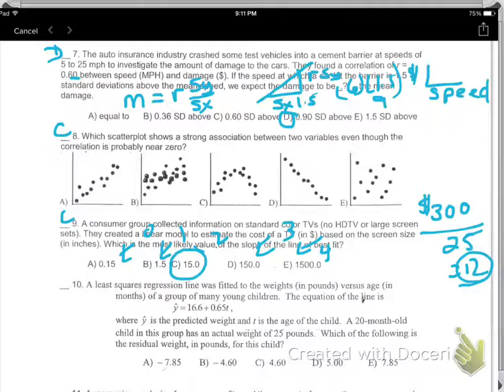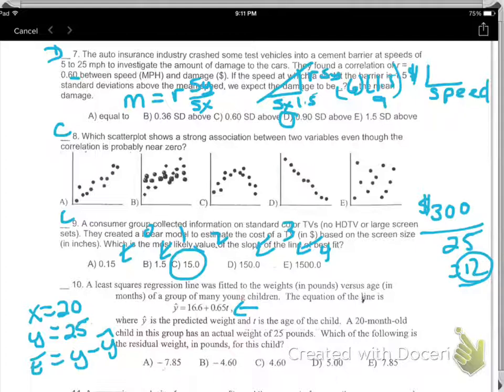Okay, so here they give us this equation, and they say where y hat is the predicted weight and t is the age of the child. A 20-month-old child in this group has an actual weight of 25. So a 20-month-old, and my y is going to be 25 pounds. And which of the following is the residual? Okay, so hopefully remember that residual is truth minus predicted. So I know the truth, I just have to find the predicted. And how do I find the predicted? I plug x into my equation.